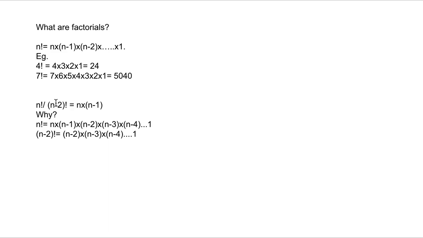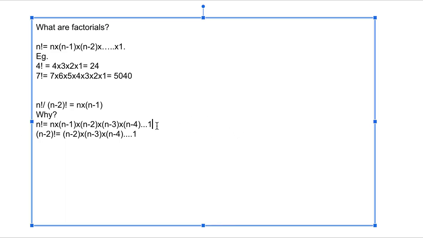If you're given n factorial upon n minus 2 factorial, you can write it as n times n minus 1. Why? Because n factorial can be written as n times n minus 1 times n minus 2 times n minus 3 till 1. And similarly, n minus 2 factorial can be written as n minus 2 times n minus 3 times n minus 4 till 1. And n minus 2 factorial is already there, where I can write n factorial as n times n minus 1 times n minus 2 factorial. So that's the same thing.